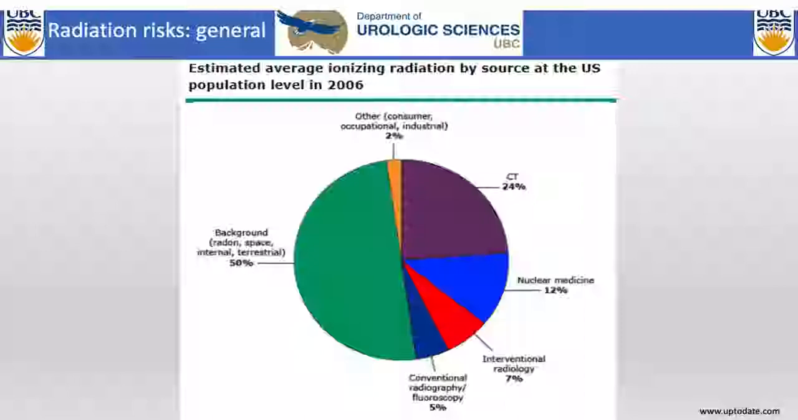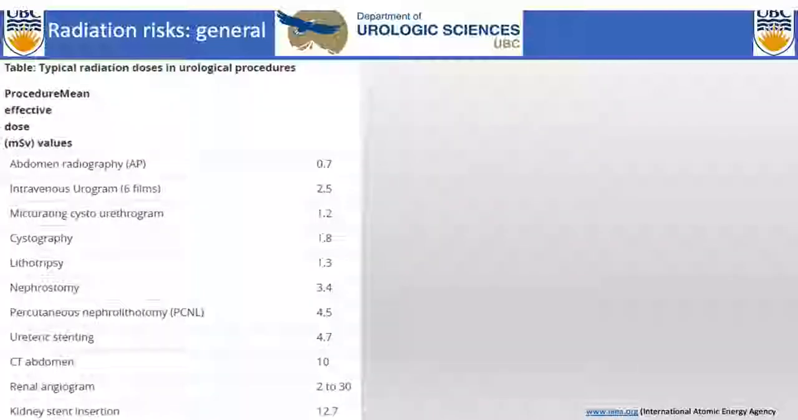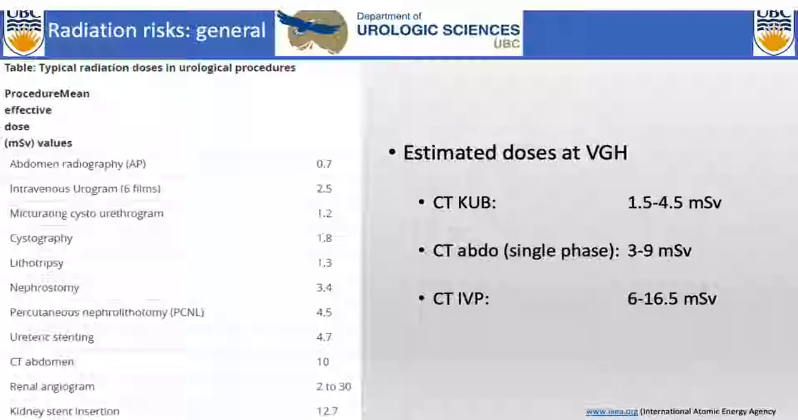Basics in the U.S.: background radiation is about 50% of total radiation. The rest of it is made up by us performing tests for the most part. This is from the International Atomic Energy Agency website, just some basic doses for urological procedures. I was able to get some information from one of our CT supervisors.